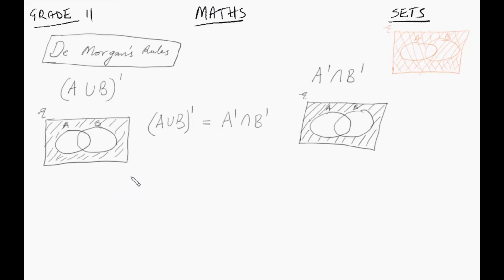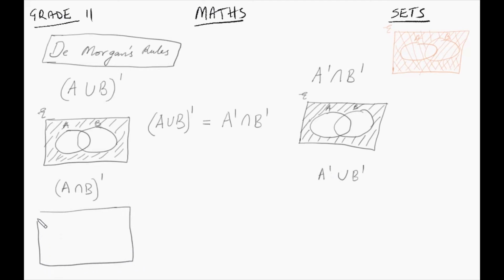All right. Now, let's look at one other thing. Let's say we were going to shade A intersect B all complement. And here we will shade A complement union B complement. All right. Let's see what we can do here.